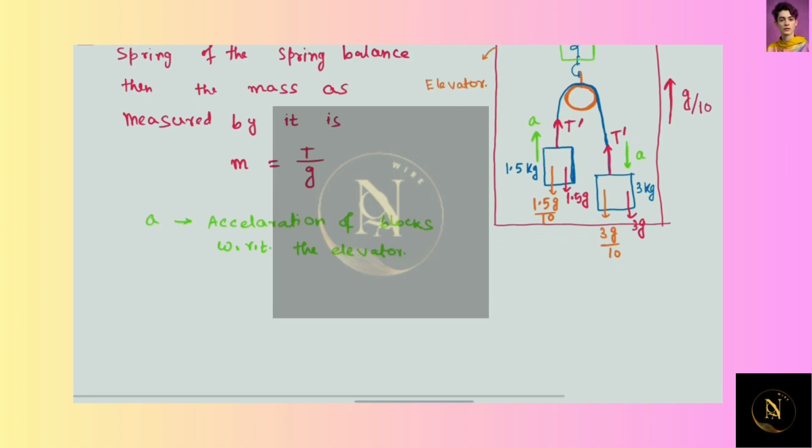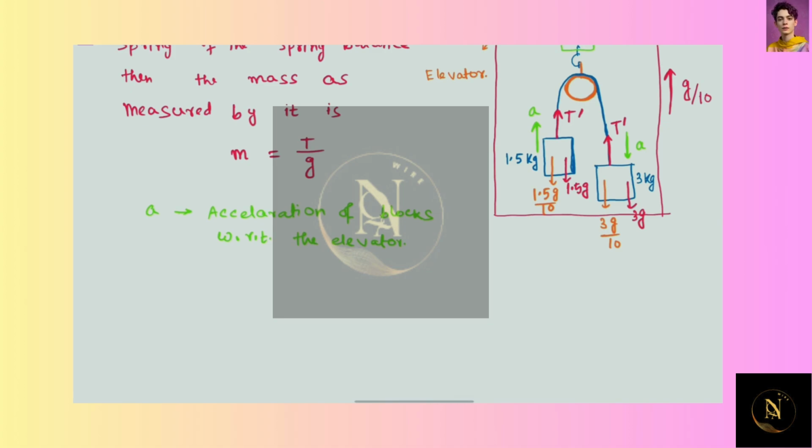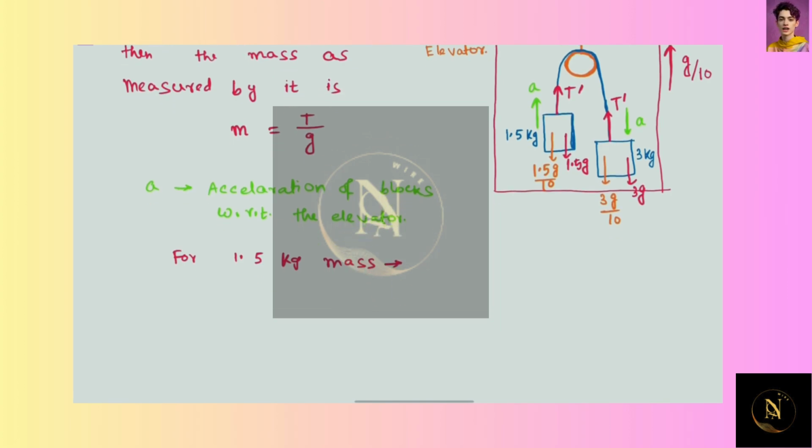Now if we apply Newton's second law with respect to the elevator's reference frame, then for the 1.5 kg mass I can write that the net force acting in the upward direction, that is T prime minus (1.5 g plus 1.5 g by 10), has to be equal to mass into acceleration, that will be 1.5 a according to Newton's second law. Let's say this is my equation number 1.